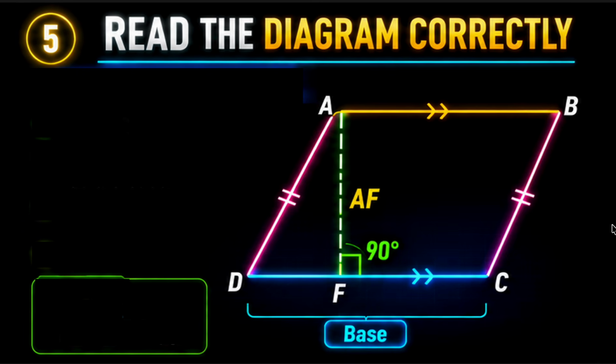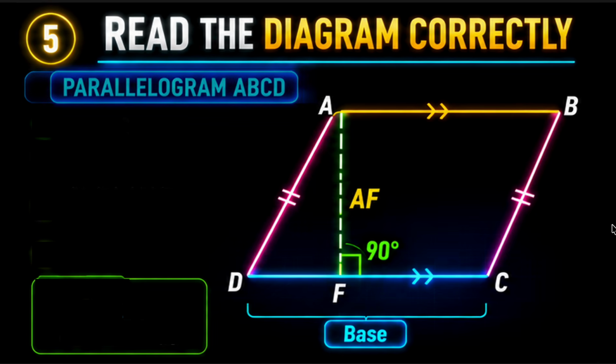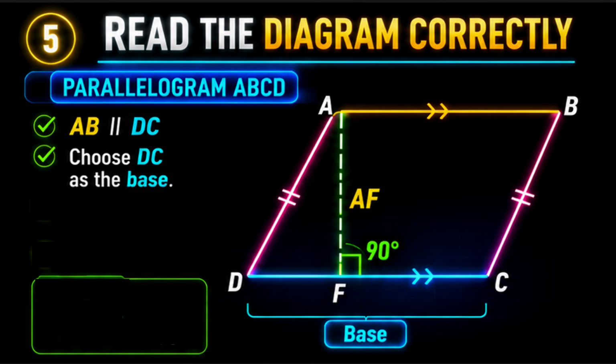Now, what we will do is identify the parts of the specified parallelogram carefully. Here we have the labels. We have the parallelogram ABCD. First things first, line segment AB, we all know that that is parallel to line segment DC, right? After that, we choose DC as the base. So, this is the base, okay?